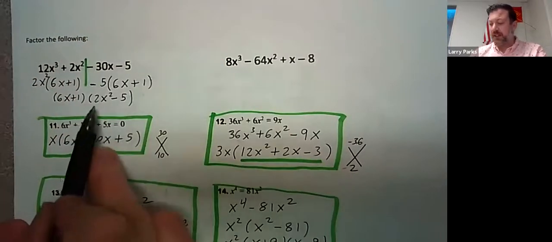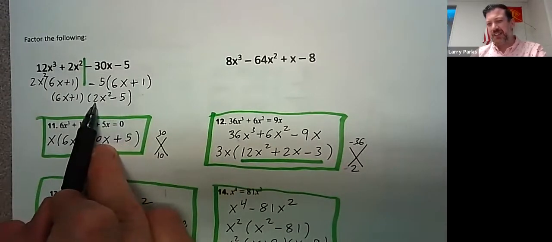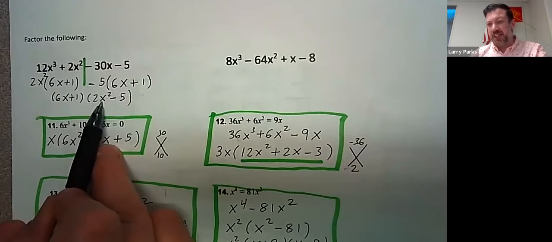And then normally you would factor this. When there's a number there, you don't usually factor it. But if that was x squared minus 5 without the 2, you put x plus square root of 5, x minus square root of 5.